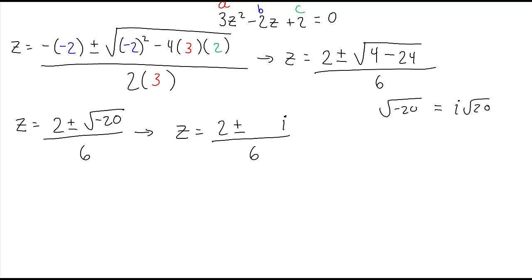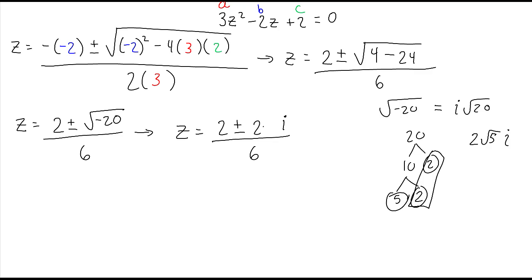Now, to break down 20, 20 is 10 times 2. 10 is 5 and 2. So a pair of 2s, and a 5 left behind. And don't forget about the i, right? So 2 times the square root of 5, i.